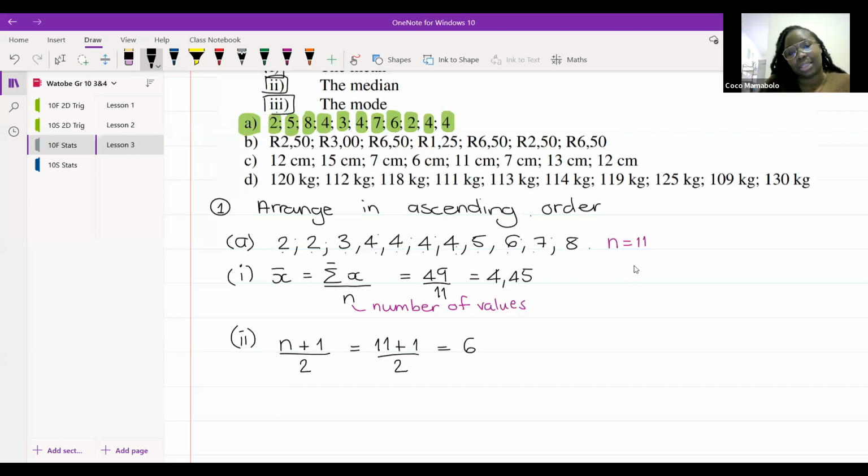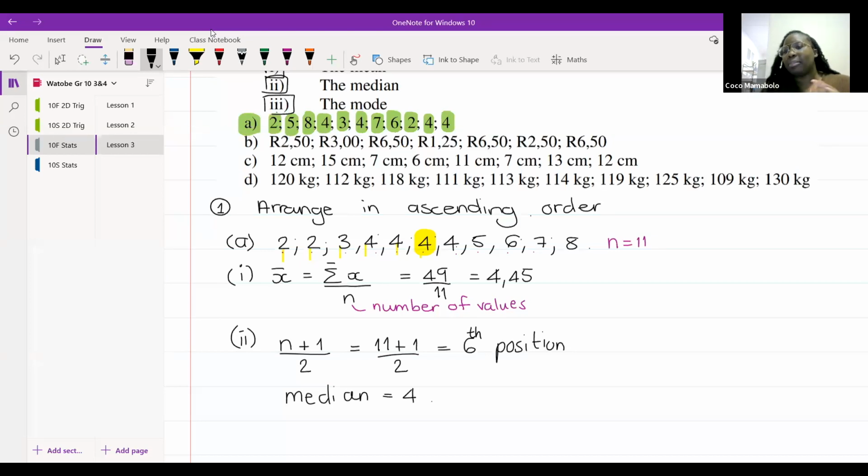What does the 6 tell us? What the 6 tells us is the 6th term in this list. Beautiful. It's the number in the 6th position, and that is why Mamello is talking about position, guys. And what is the number in the 6th position, Anotida? 4. Beautiful. 1, 2, 3, 4, 5, 6. The number in the 6th position is 4. So my median is actually equal to 4.